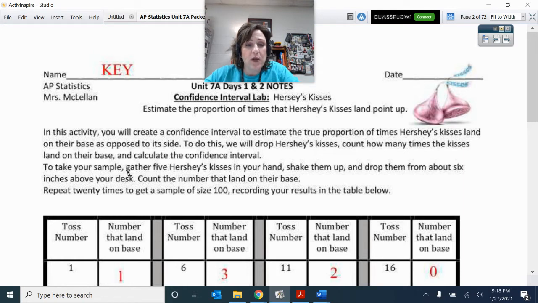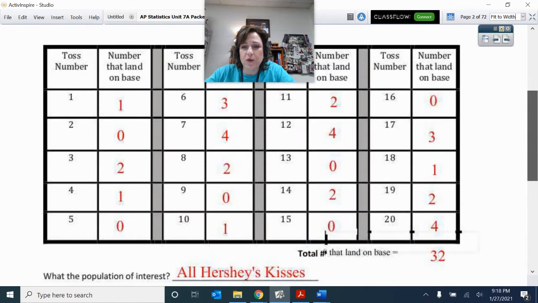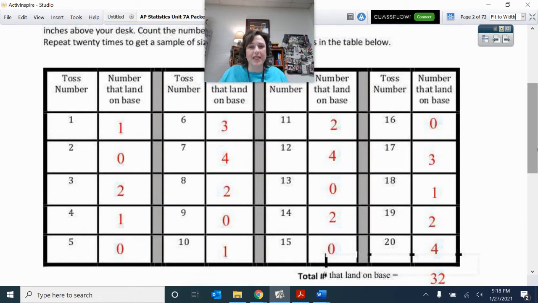So to take your sample, gather 5 Hershey's Kisses in your hand, shake them up and drop them from about 6 inches above your desk. Count the number that land on their base and repeat this 20 times to get a sample size of 100, recording your results below. Okay, so I did this. Here are the results I got.